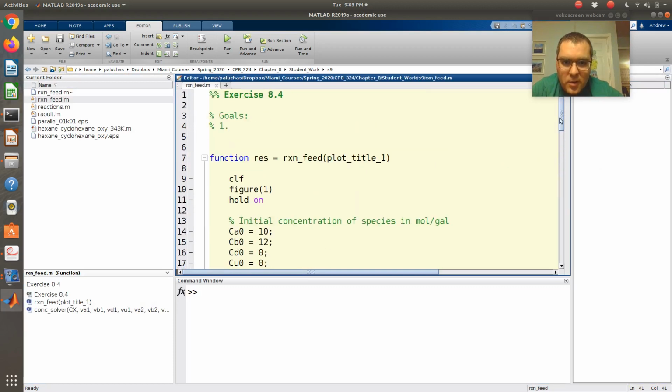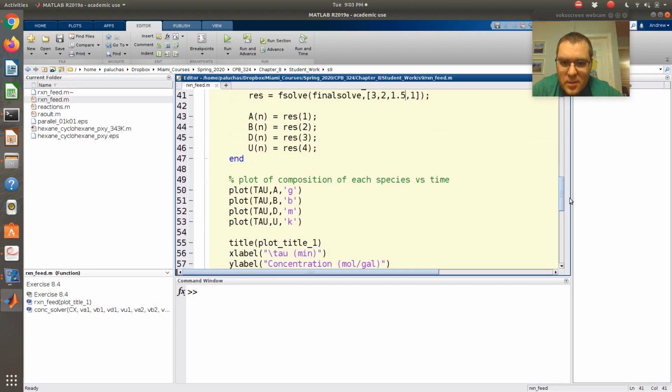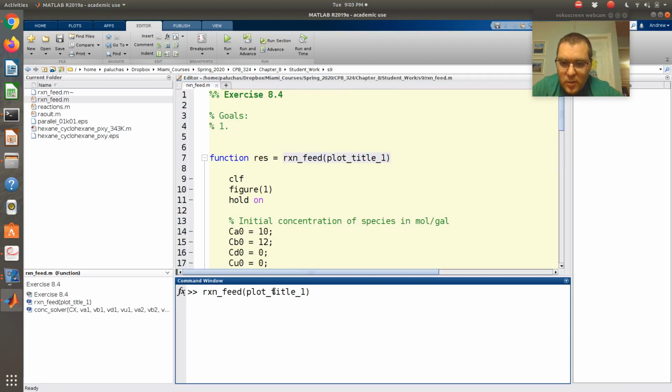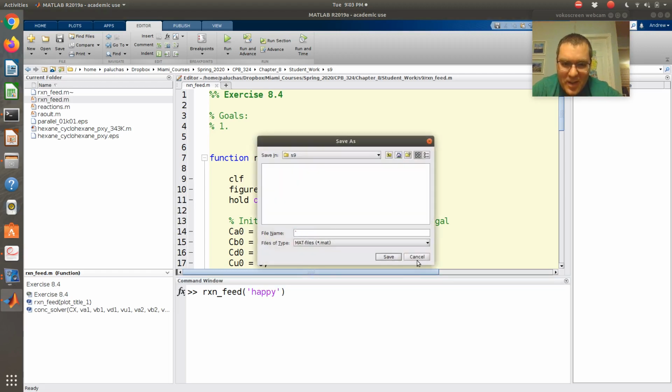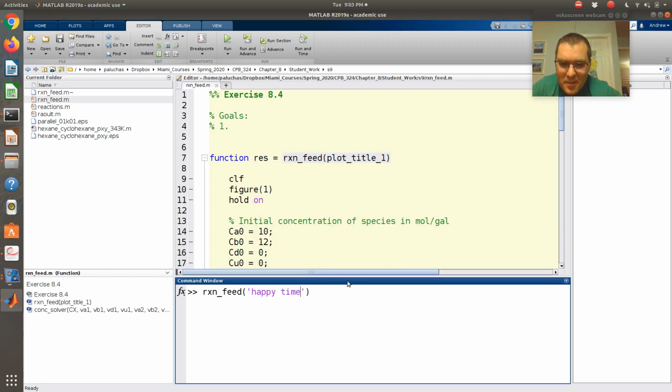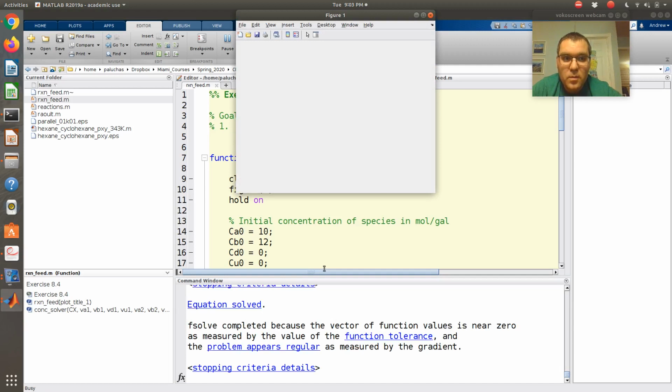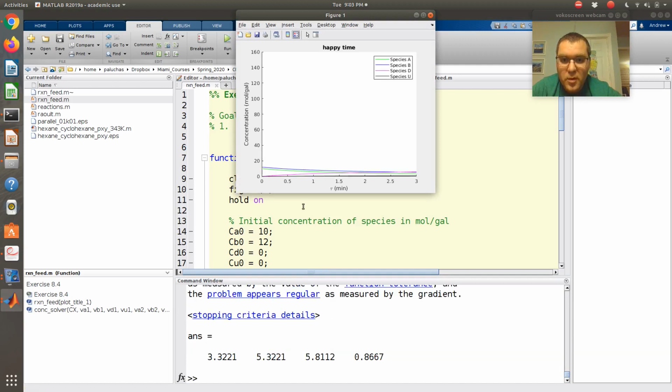Plot title 1, as I peek ahead, is the input. So I'm going to rename it. I'll name that plot happy. Oh, don't want to save that. All right, happy time. And so let's run it. Don't appear to have any error messages. Hey, these things run. Okay, what's going on now?